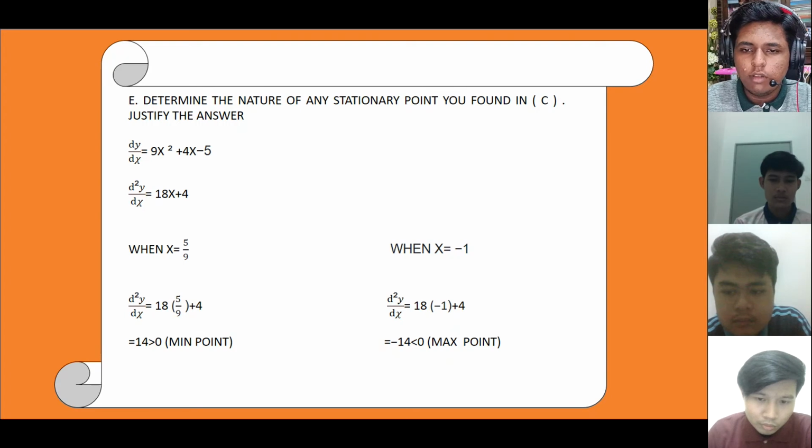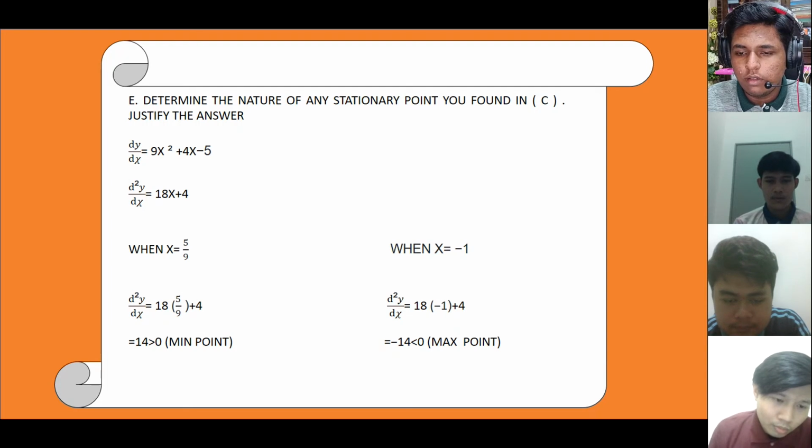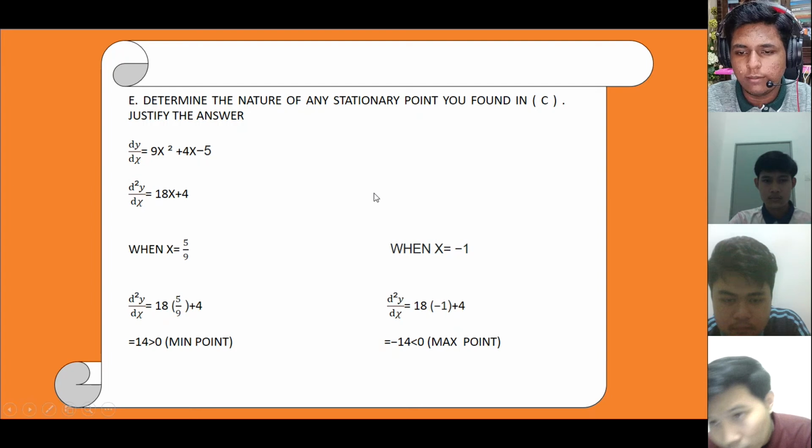Next, when x is equal to negative 1, d squared y over dx squared equals 18(negative 1) plus 4. It is equal to negative 14. It is for the maximum point.